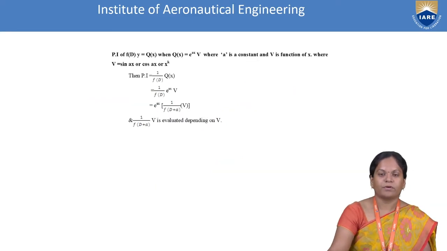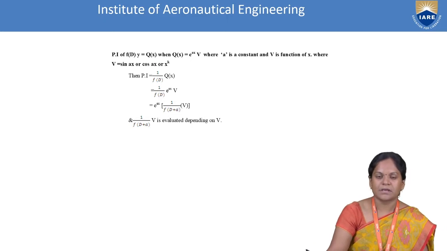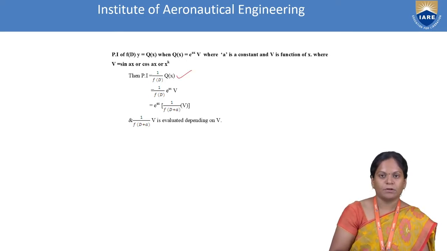The particular integral of F of D into y equal to Q of x, where Q of x equals e power ax into V, and V is sin ax, cos ax, or x power k. Based on the problem we have sometimes sin, sometimes x power k. How can we find this solution? We have to check. First write the particular integral, which is 1 by F of D into Q of x. This is the standard form and the general formula for any Q of x or any method.